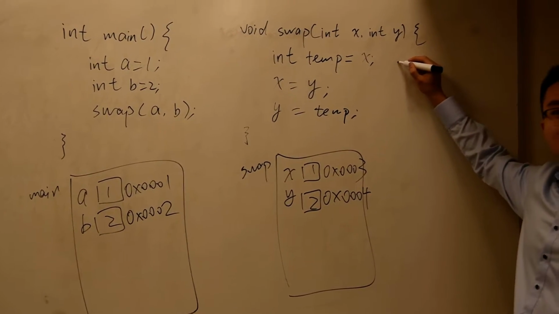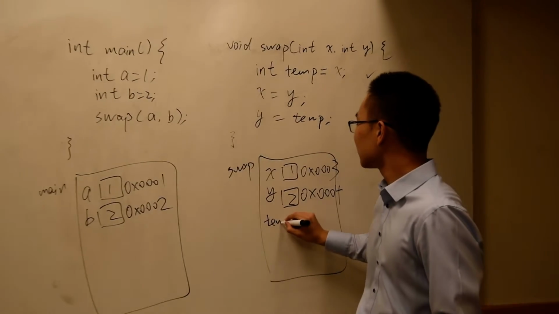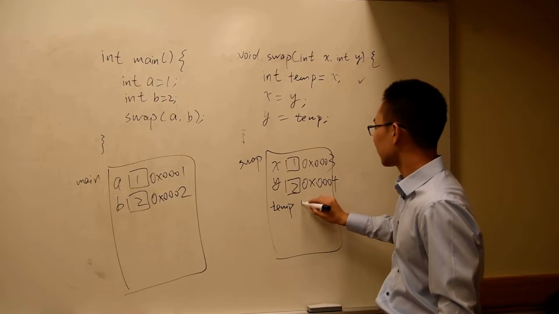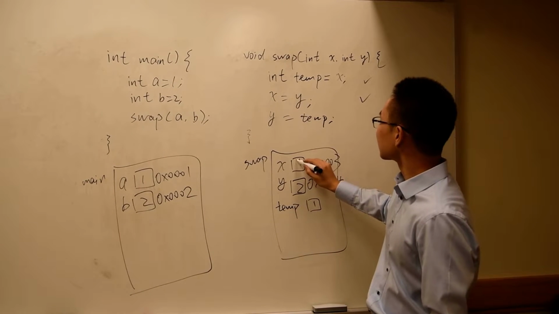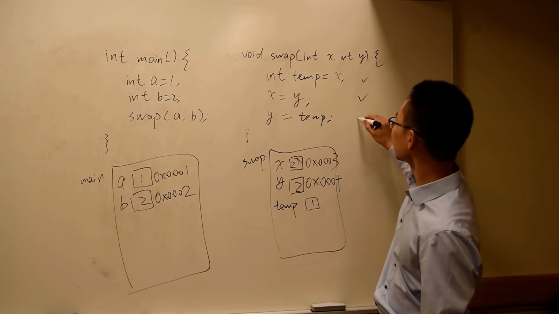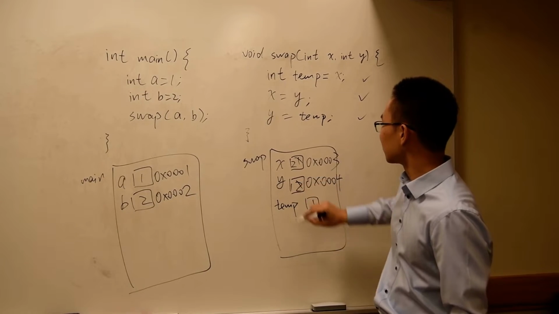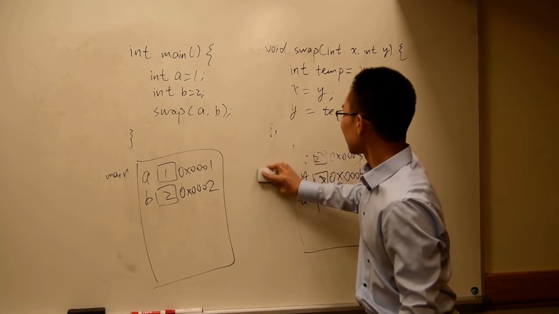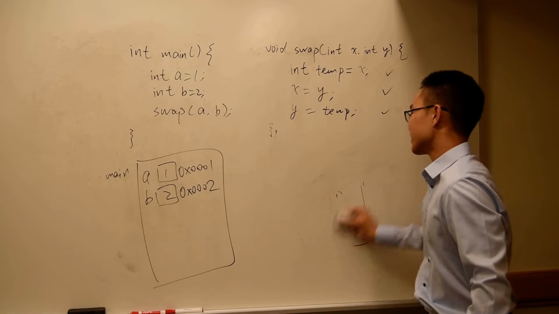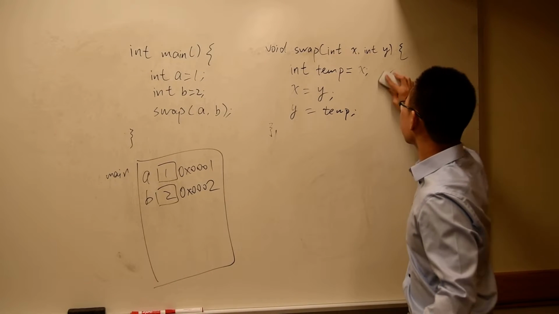When this line of code runs, it creates a new temp whose type is int, value is x. When this line of code runs, y is assigned to x. Then when this runs, temp is assigned to y. Scope ends, which means the stack frame goes away, all the variables are dead. You cannot use them anymore, sadly.